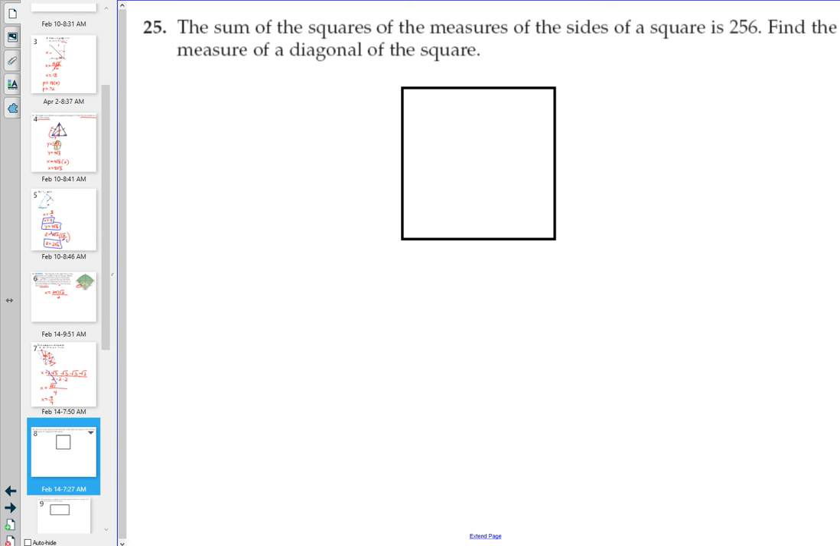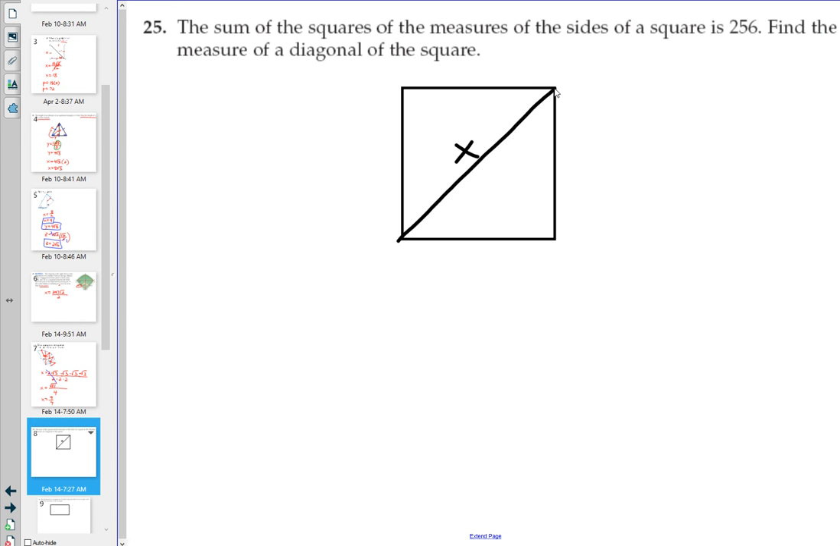Okay, the sum of the squares of the measures of the sides of a square is 256. Find the measure of the diagonal of the square. Okay. So they want us to find the measure of this diagonal. Let's call this x because that's what we're looking for. We're about to turn words into math. This will be the last one today.